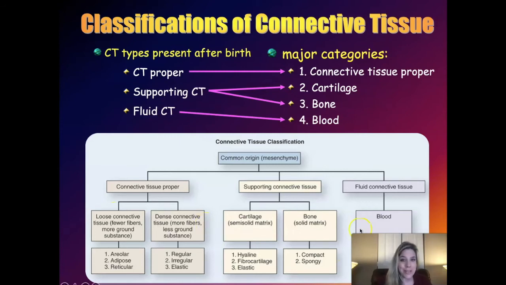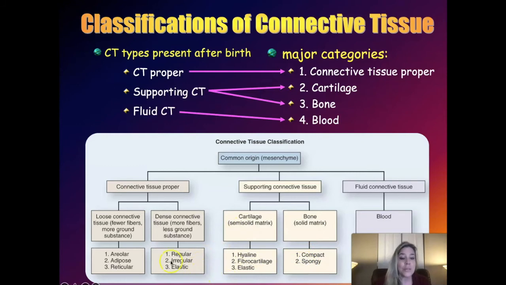So we have gone through this entire connective tissue classification chart now. We learned there was connective tissue proper, and it was broken into loose connective tissue and dense connective tissue. Of the loose connective tissue, there were three subcategories: areolar, adipose, and reticular. And the dense connective tissue, we had regular, irregular, and elastic. Then we moved on to supporting connective tissue, which we divided into cartilage versus bone. We said cartilage has three types: hyaline, fibrocartilage, and elastic. And bone, there was compact and spongy bone.